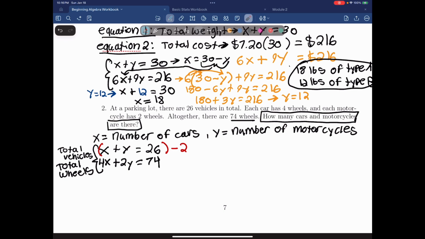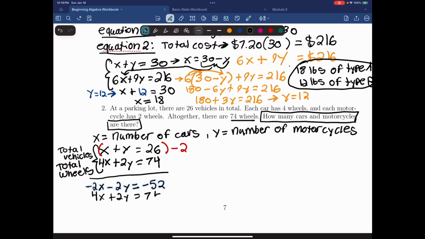And the reason I'm doing that is so that our y terms cancel out. So, writing this out, we're going to have -2x minus 2y equal to -52. And then I'm just going to bring down that second equation. So we have 4x plus 2y equals 74.